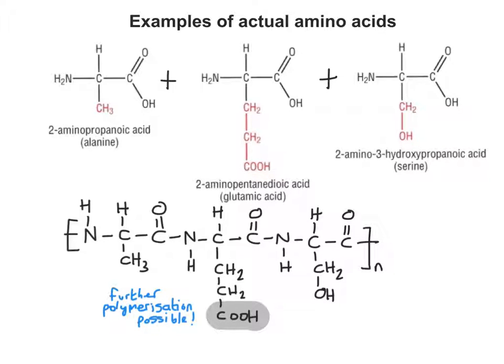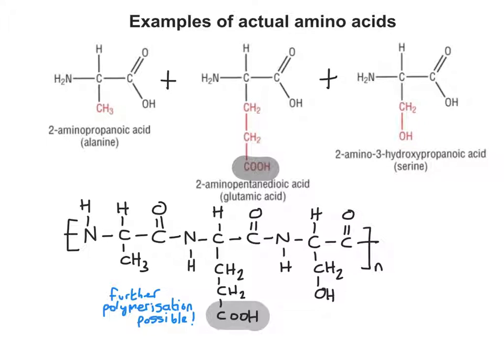And I just wanted to draw your attention to one of the additional COOH groups, the one that you get in glutamic acid. That can actually undergo further polymerization. So you could actually get a reaction between that and the NH2 of another amino acid molecule. I haven't seen it in an exam question very often, but it's something that might sneak in just to test out whether you're aware that there's a second COOH group.